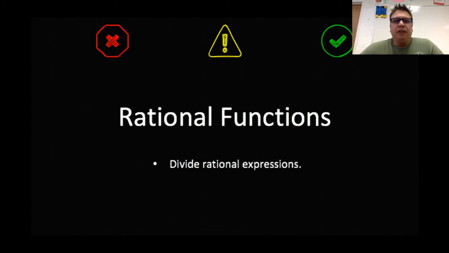Back to rational functions. This time we're going to go through and divide them. There's really not a lot of difference between division and multiplication, except changing the sign that's in between and taking the reciprocal of the second fraction. So let's go right into it here.